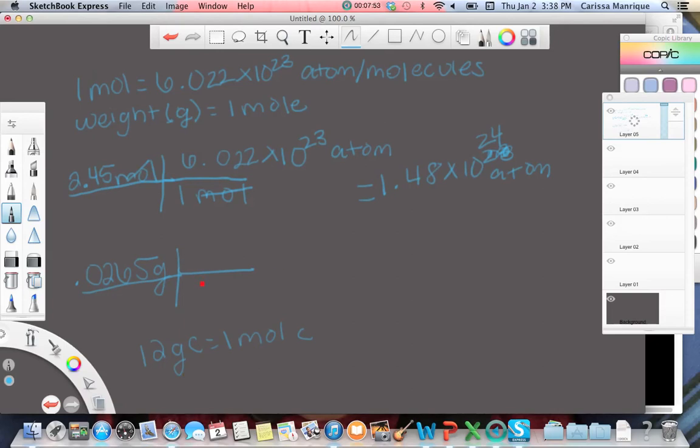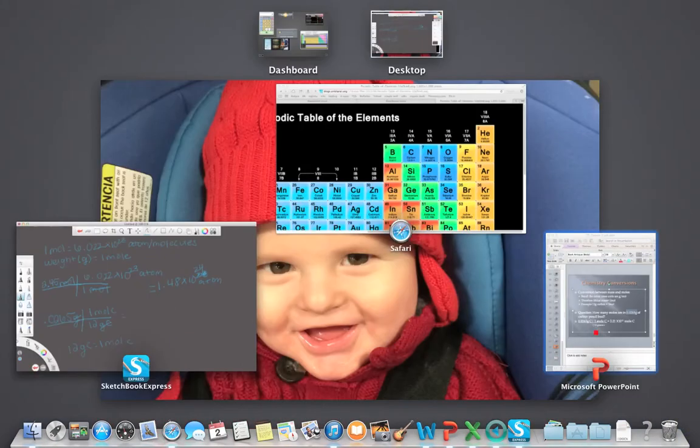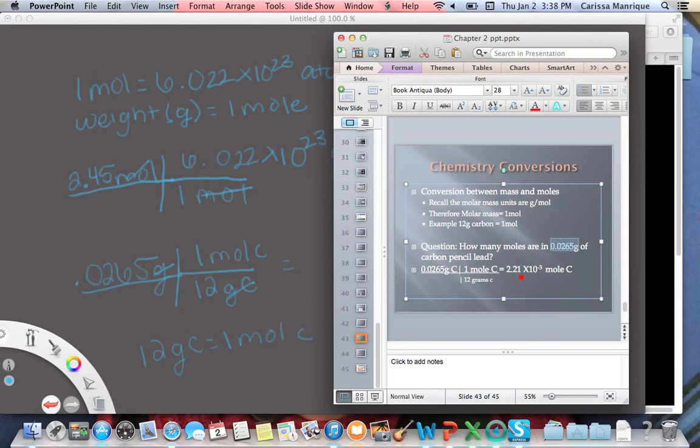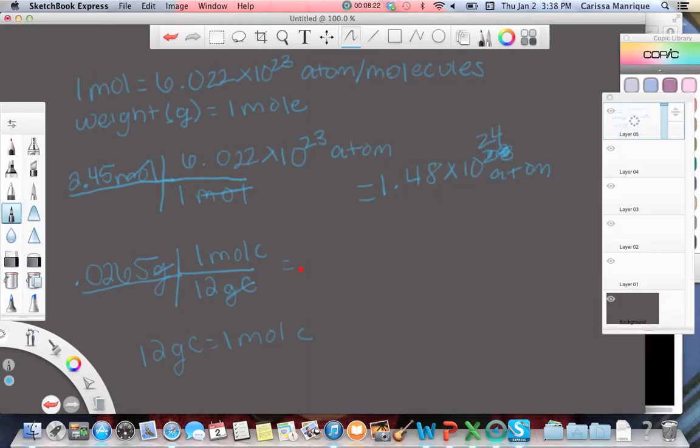So I'm going to have 12 grams of carbon, and then that equals 1 mole of carbon. Okay? Grams cancel. So I'm going to have 0.0265 divided by 12. And I already did this. 2.21 times 10 to the negative 3. Okay? That equals 2.21 times 10 to the negative 3 moles.